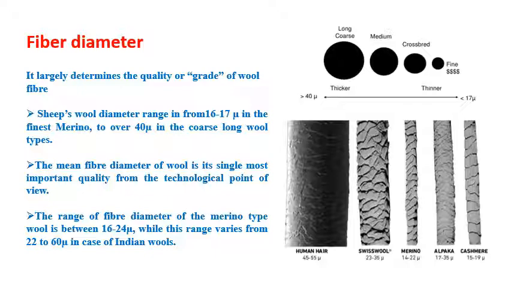In the picture here at the top you can see the diameter. It is showing on the right side 17 micron, that is the fine wool, then crossbreed, then medium, and then the coarse wool where it is 40 and above. In the bottom picture we can see the comparative diameter: in the case of human hair 45 to 55 micron, Swiss wool 23 to 35 micron, merino 14 to 22 micron, alpaca, that is from animal hair, 17 to 35 micron, and Kashmiri, also called Pashmina, from the Pashmina goat, about 15 to 19 micron.